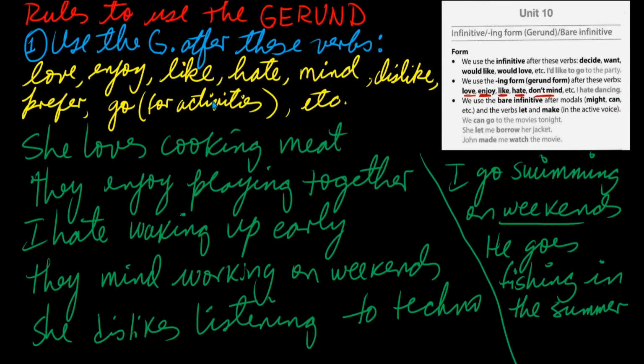Let's move to the gerund now. The gerund is used after these verbs: love, enjoy, like, hate, mind, dislike, prefer, go. Notice that here you have love, here you have like, and you have prefer, but you don't have would.